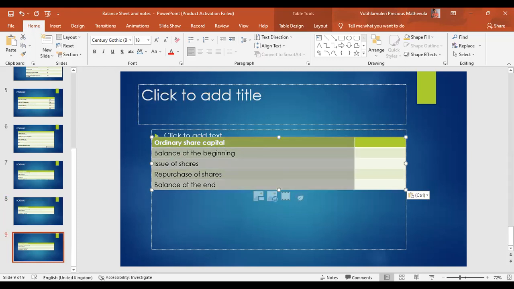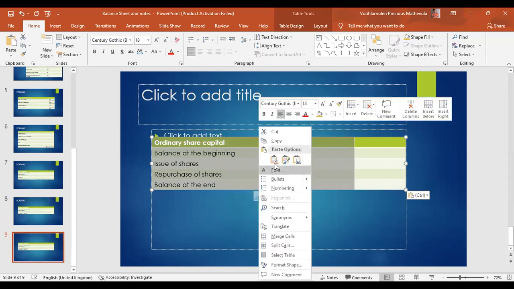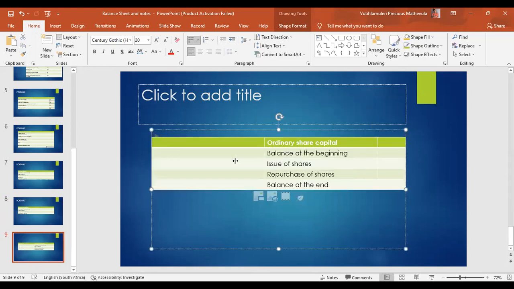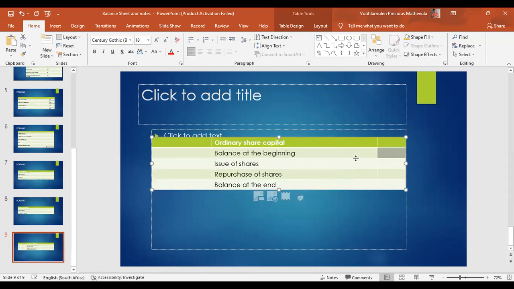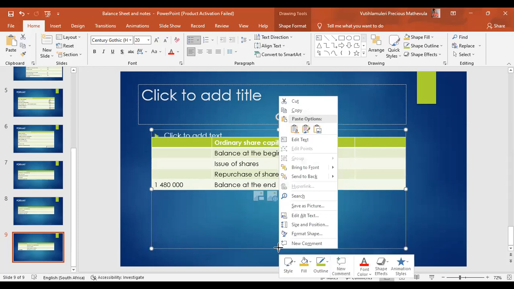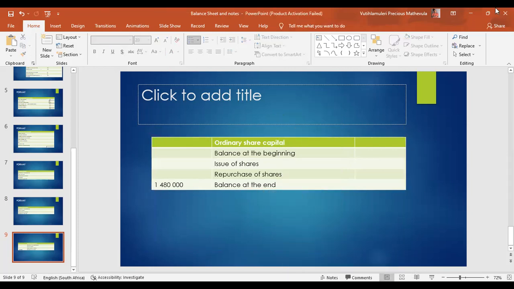So we're going to insert another column inside here, a column on the left. So we have our ordinary share capital. We're already given the amount at the end, 1,580,000. Okay, just make this smaller. We can answer in here.